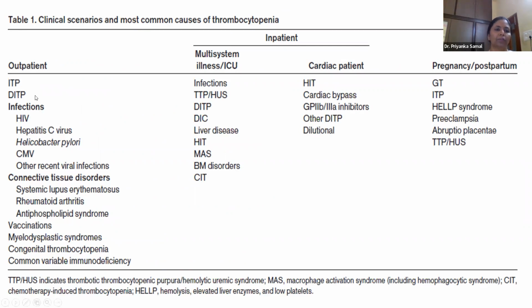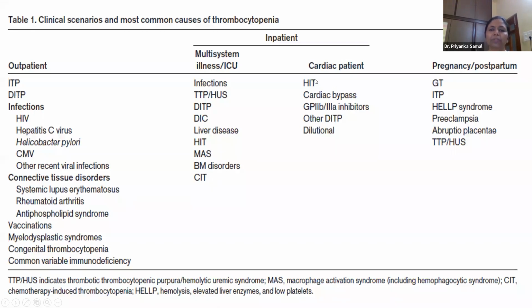So the most common causes of thrombocytopenia: there are some patients whom you will attend in the OPD and some patients you will be called to see as inpatients in the ICUs, and these are the common referrals a hematologist gets in the indoors. OPD patients: you will have immune thrombocytopenia, drug-induced, infections, connective tissue disorders or autoimmune disorders, vaccination, MDS, congenital thrombocytopenia, and common variable immunodeficiency. Inpatient, in the ICU: infections causing sepsis, TTP or HUS, drug-induced thrombocytopenia, DIC, liver disease, HIT, macrophage activation syndrome, bone marrow disorders, chemotherapy-induced thrombocytopenia.